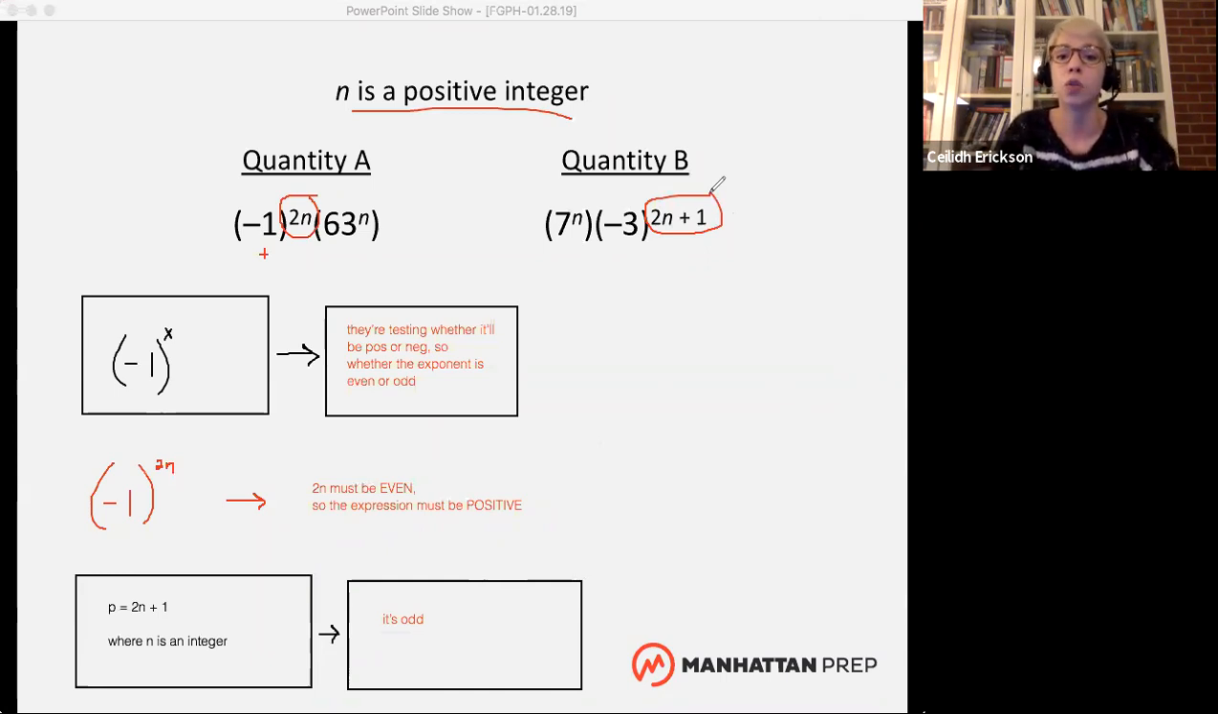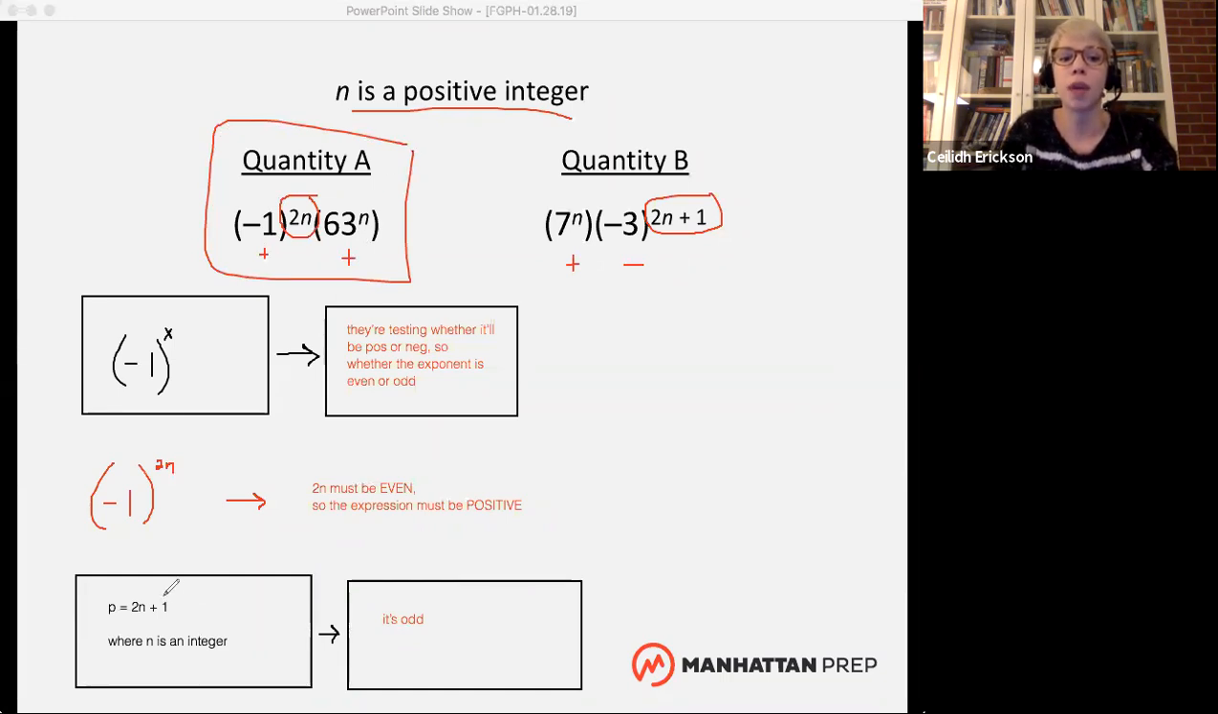-3 to this odd exponent, overall it's going to be negative. 7 to the n, it's going to be positive. I'm not worrying about what that number is or how big, but it's a positive times a negative, where over in quantity A, we had a positive times a positive. I don't have to do any more calculation. If I just decode the positive negative stuff first, I know that quantity A has to be greater.